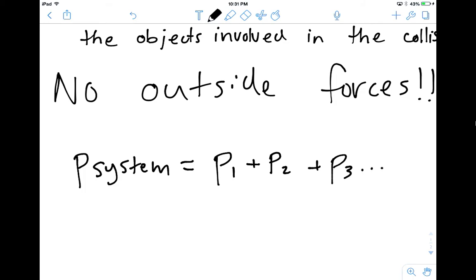So here's all this means. Whatever's in your system, so if there's 3 objects in your system, 1, 2, 3, then you just add those 3 together. If there's 10 objects in your system, this is going to say P1 plus P2 plus P3, and you go on and on to 10. The momentum of every object in your system has to be included in this. So the number of things that you add up depends on how many things there are in your system. Add them up. Boom, there we go.